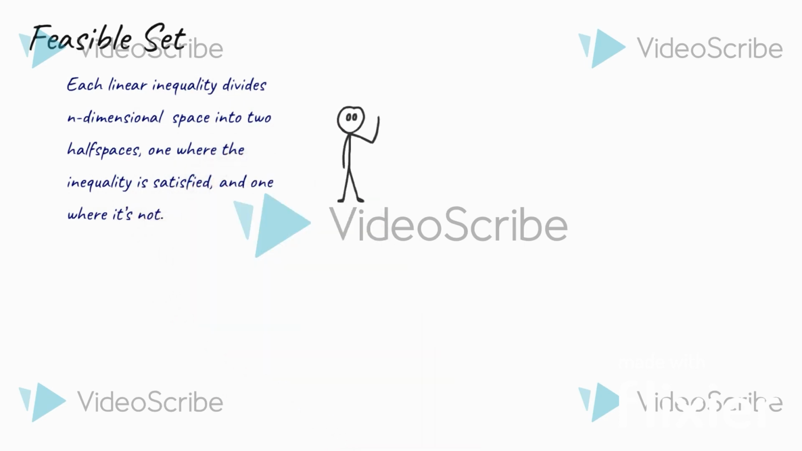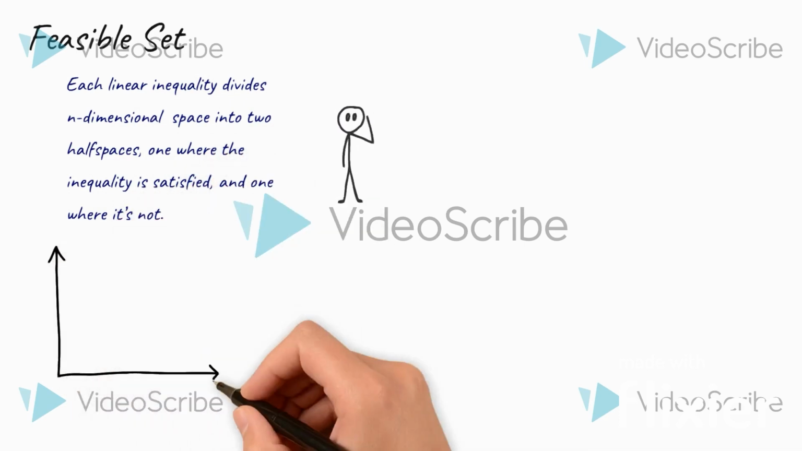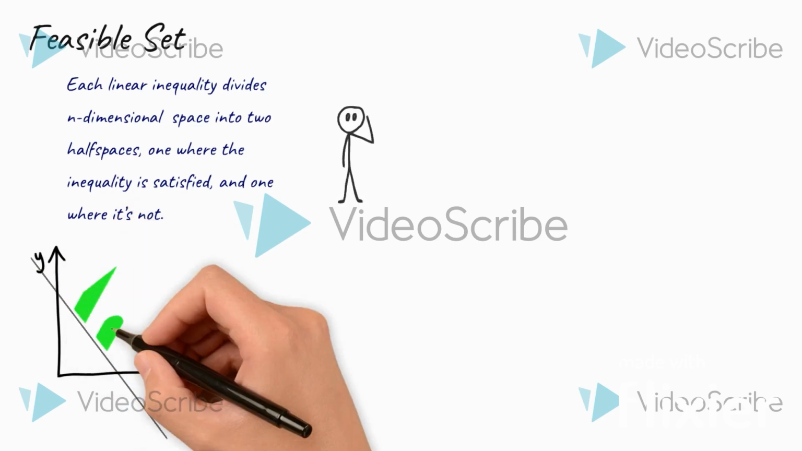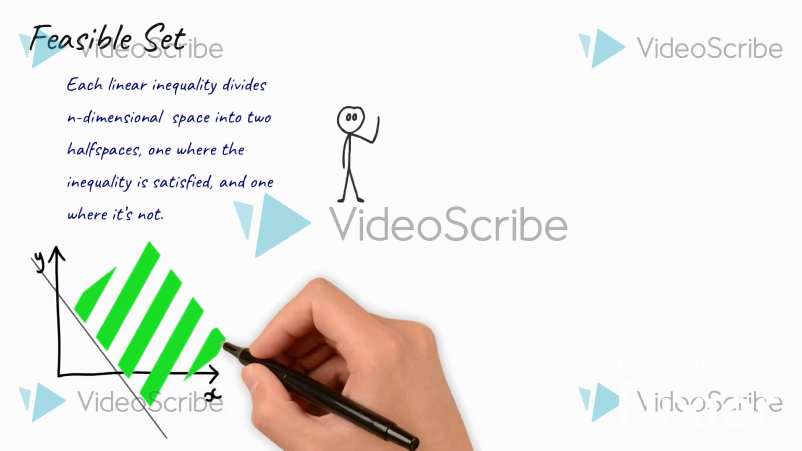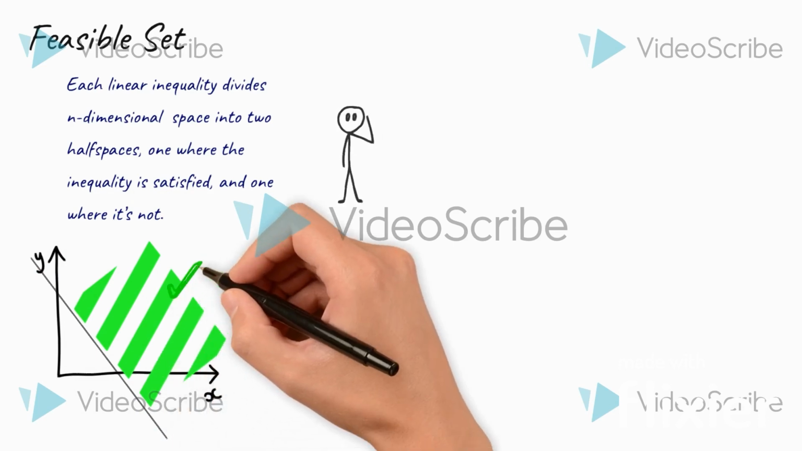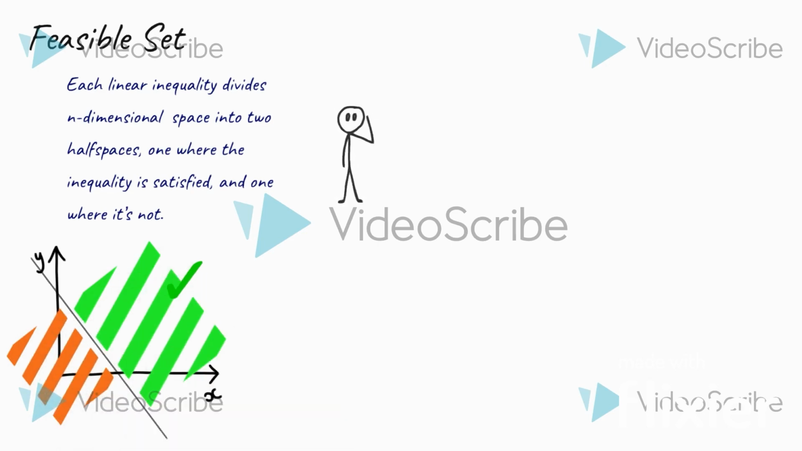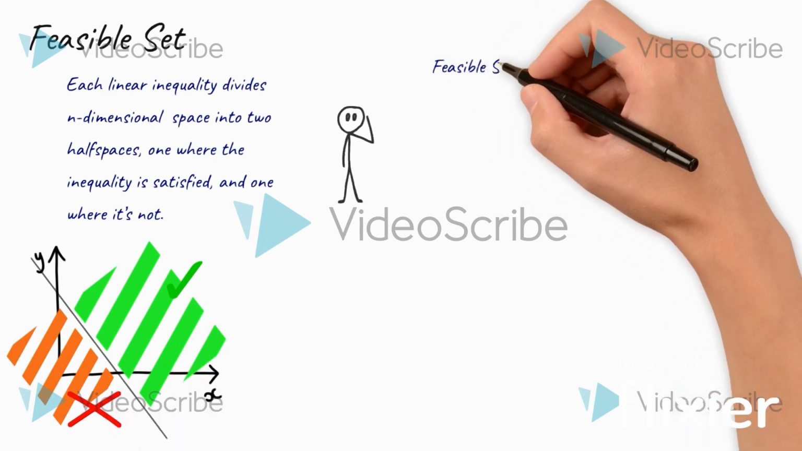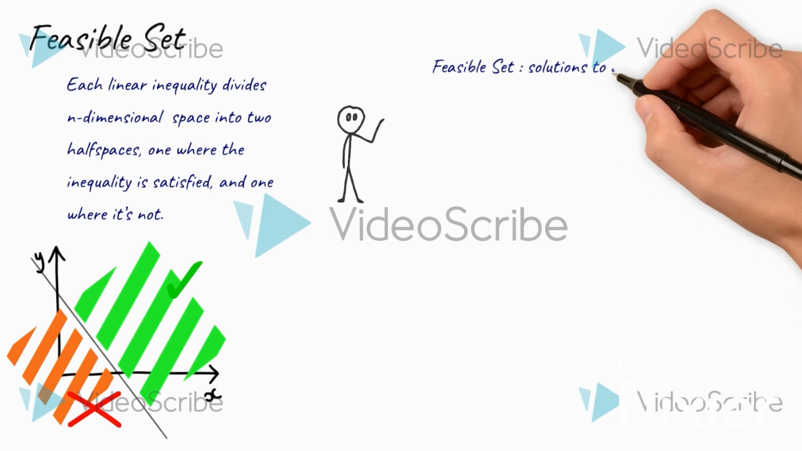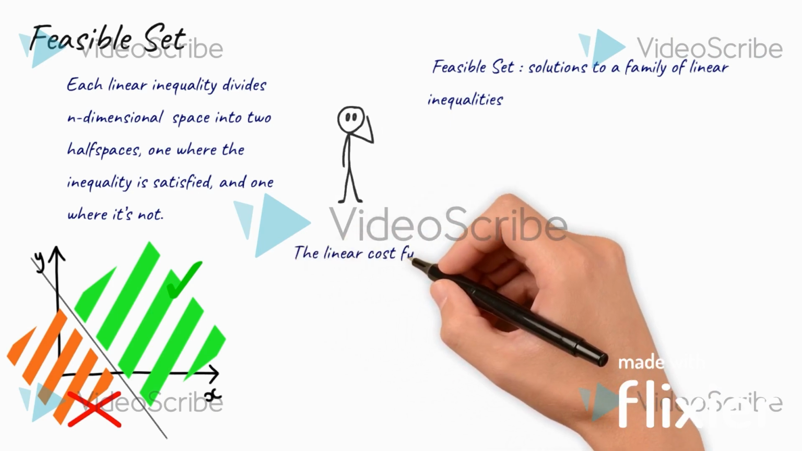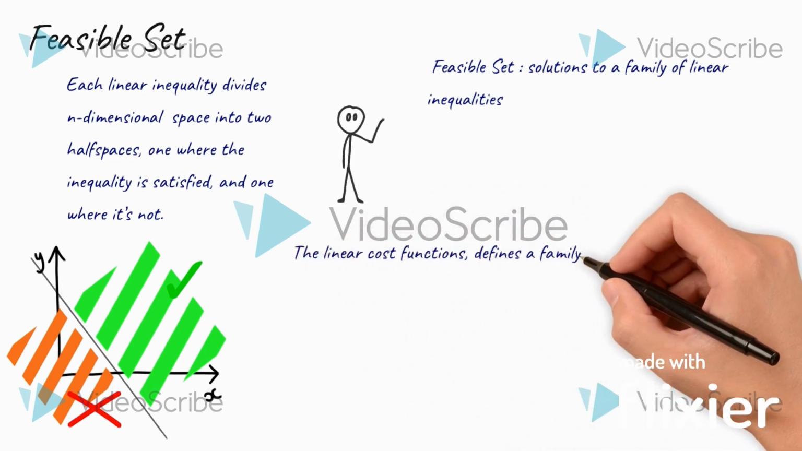So a linear inequality basically divides some n-dimensional space. In terms of a graph, we're taking a 2D space here. It divides it into two half spaces, one where the inequality is satisfied and one where it is not. So whichever side of the line that represents the inequality is what our problem needs, we consider that half space and we reject the other half space. This is the fundamental of any constraint and how we represent it in terms of a line, which is an inequality in a graph. So feasible set is a solution to a family of many such linear inequalities.